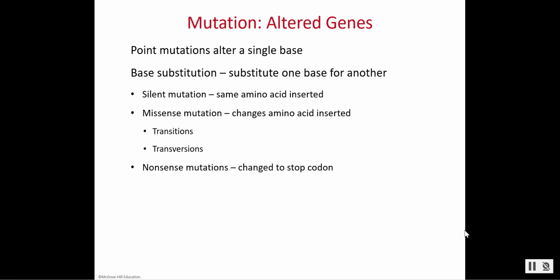So again, for later on, I want you to remember silent mutation, which means the same amino acid is inserted, so there's no change, so the protein is fine. We have a missense mutation, which does change the amino acid that is placed in the protein chain, and that might not affect the function of the protein, but it might very well affect it or even make it not work at all. And then nonsense mutations almost always, because they change a regular codon into a stop codon, make it a non-functional protein.